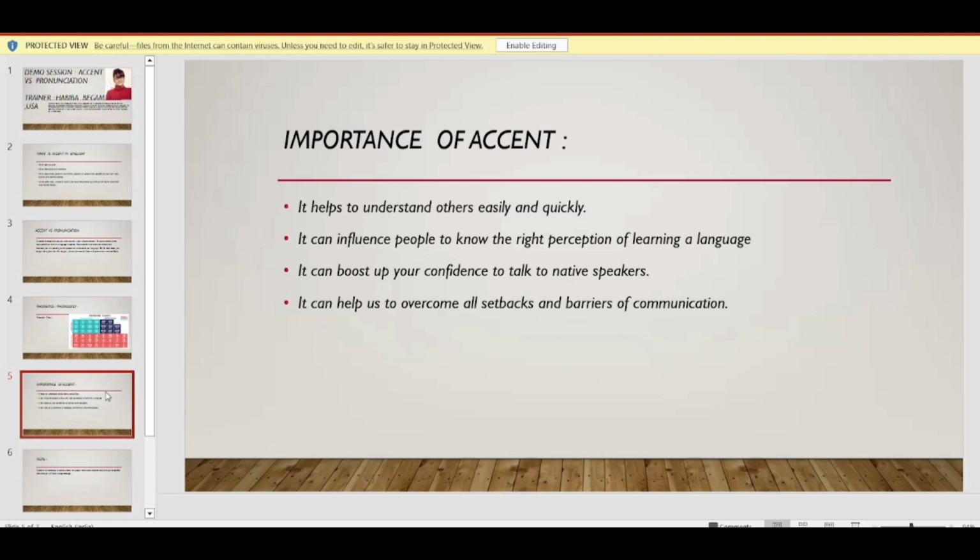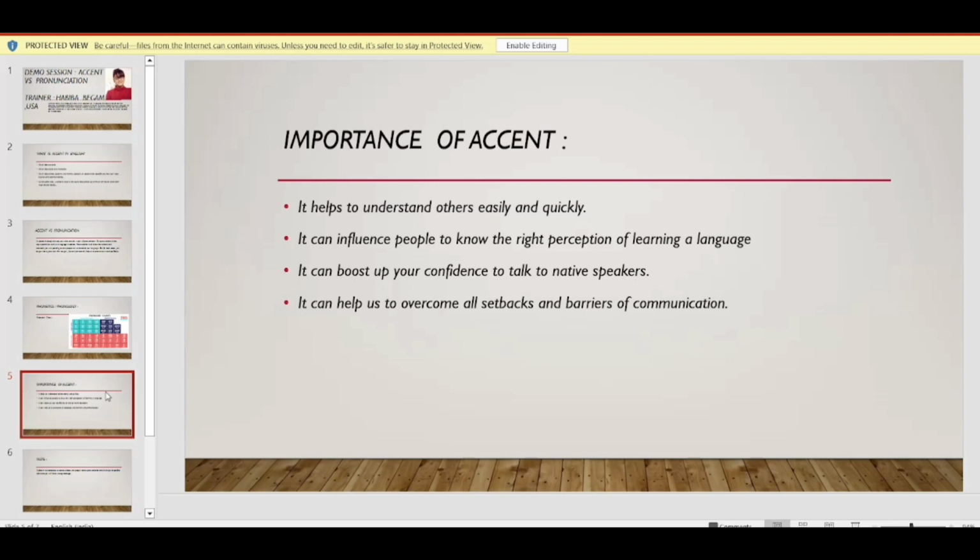Next, importance of accent. Why is accent important? I have heard there are many people and students around the world who are very interested in improving their accent. What is the reason behind this? Maybe they just want to speak to native speakers, that's why. But I'm telling you why it is also important to develop our accent.